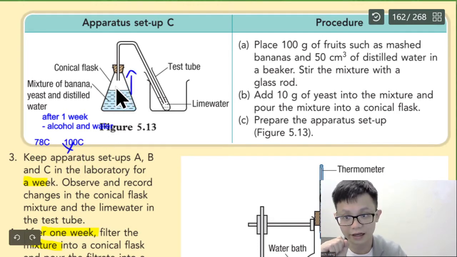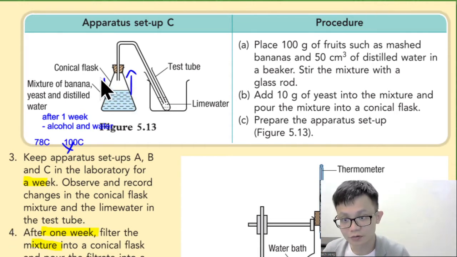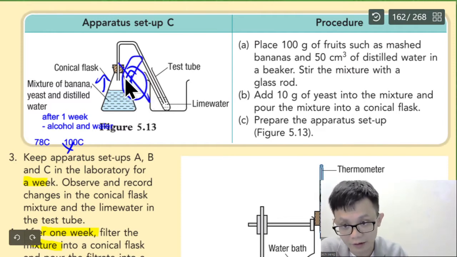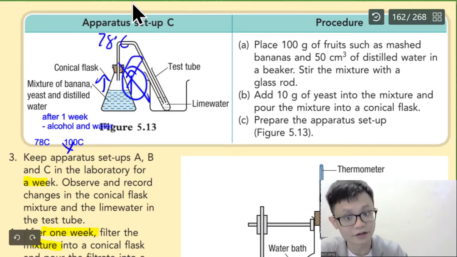The water and the alcohol will go up. So I don't want that. I just want the alcohol to go up and I don't want the water to go up. How to do this? I just need to heat it up to 78 degrees Celsius.